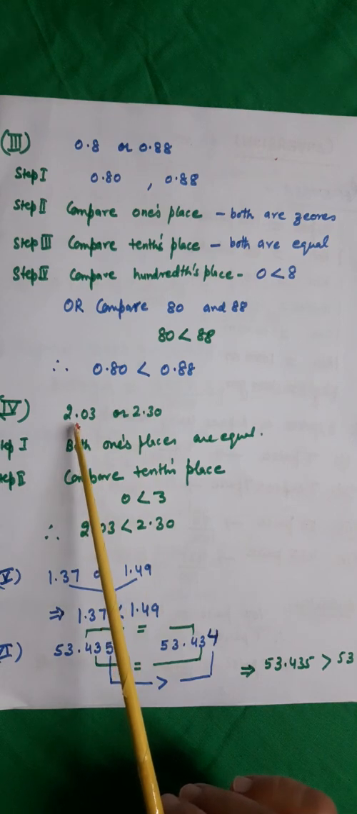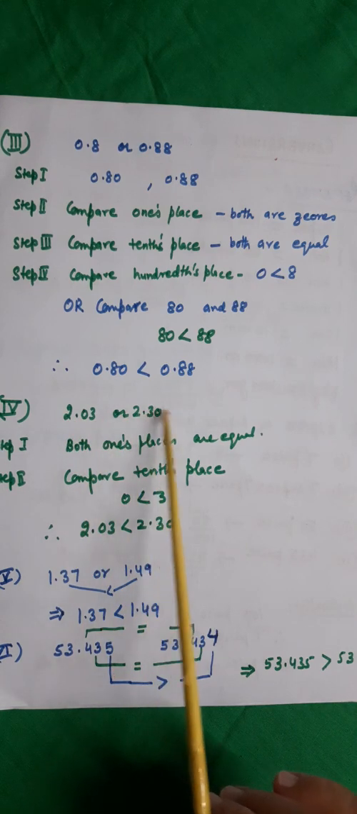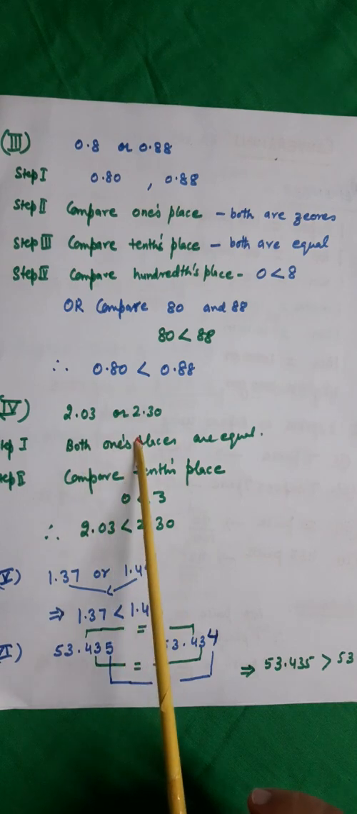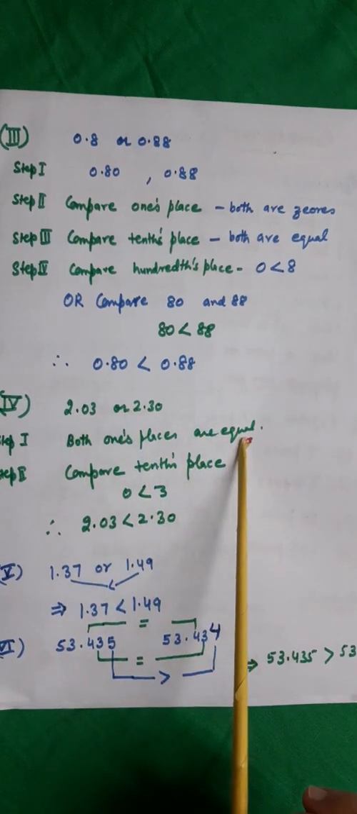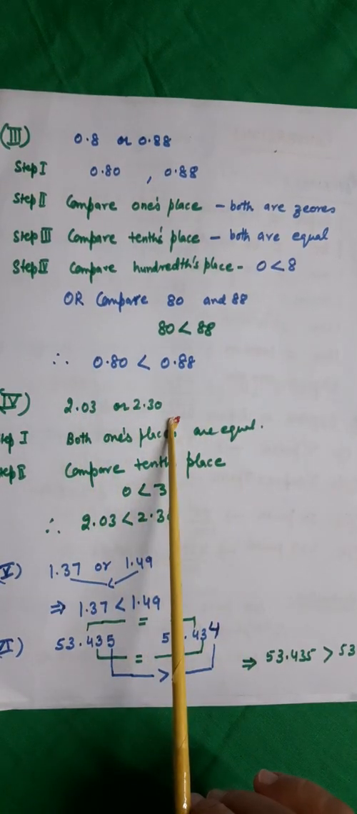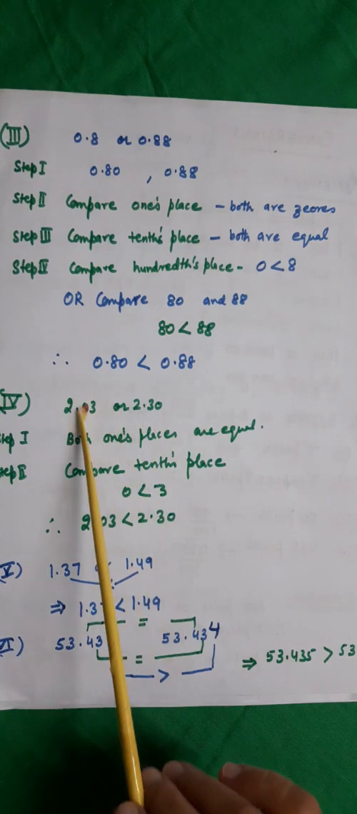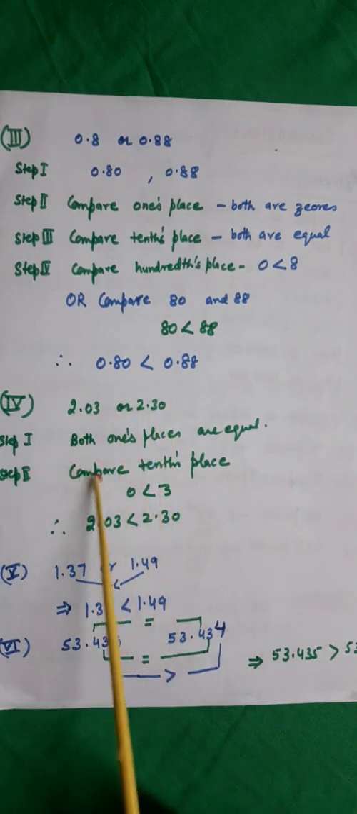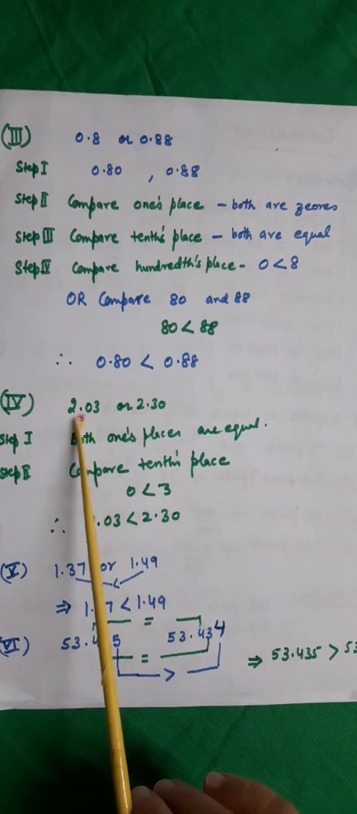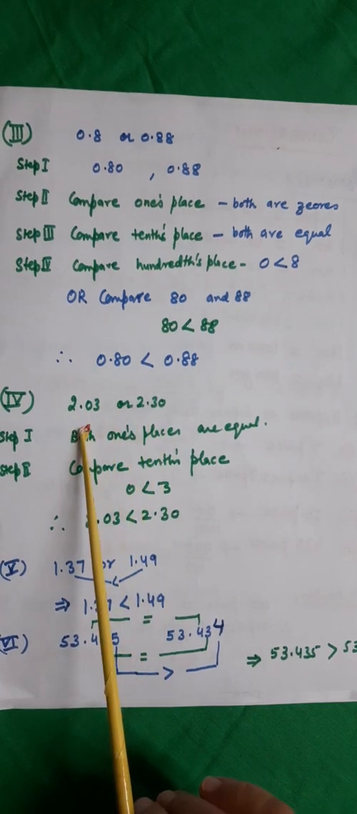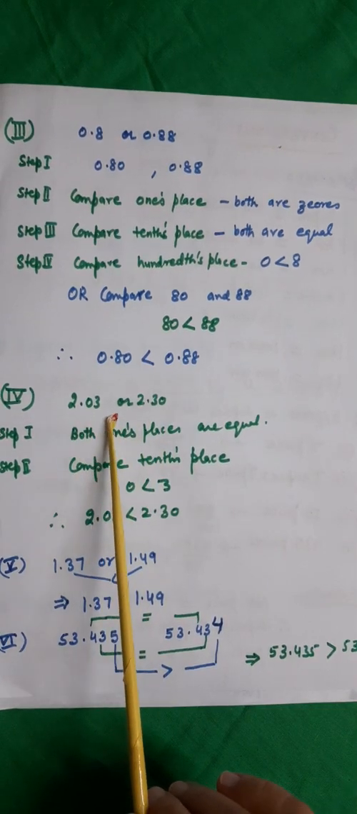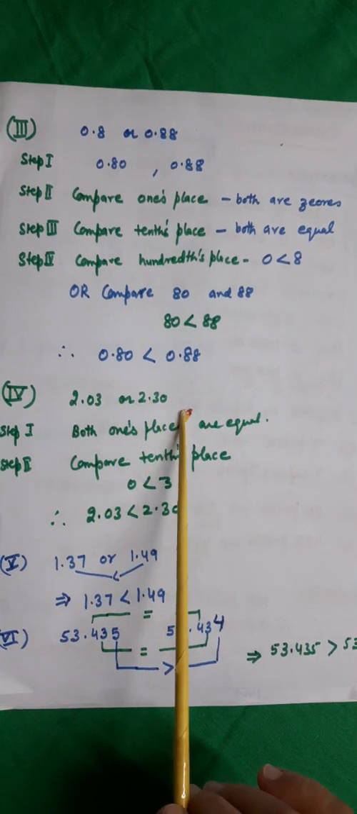Fourth part, 2.03 or 2.30. Now both ones places are equal here, and both of them are like decimals. Now I will just compare these portions. Tenths place, you compare. Yes, 0 is less than 3. Therefore, you can say 2.03 is less than 2.30.